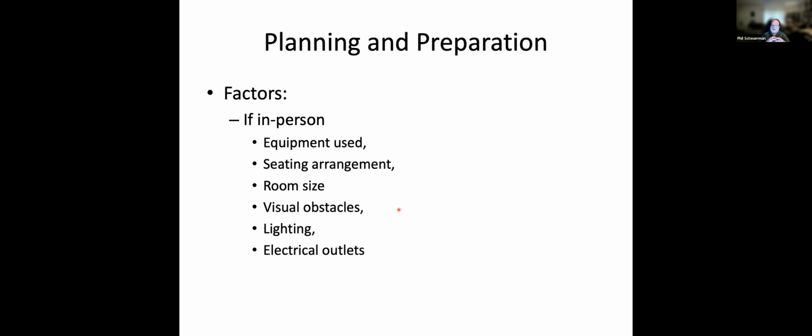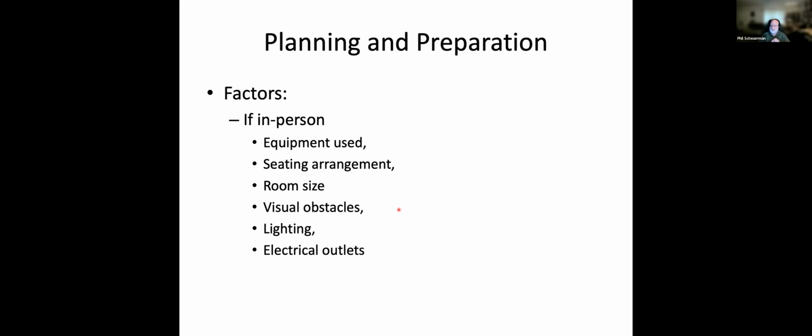If in person, again, make sure you know what equipment is going to be used. Make sure you understand how the audience is going to be seated. Is it going to be auditorium seating, or in the round where everybody's sitting in a big circle? How big is the room? How far does your material have to project? How loud are you going to have to project? Are there visual obstacles? This is probably true on many campuses, but on our campuses we have a couple of rooms where lectures are held where there are columns right in the middle of the room. You have to take that into account when you're projecting things and where people are sitting.